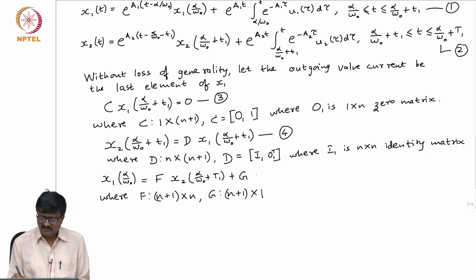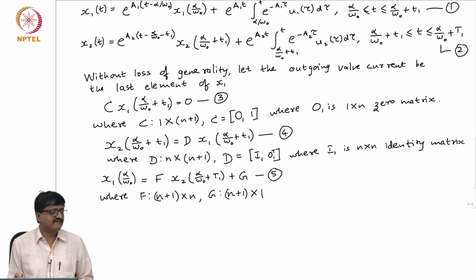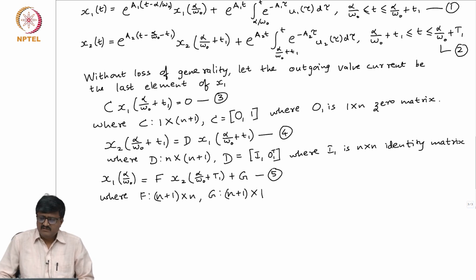Let me call this equation 5, which I have just mentioned without proof. We will verify it later. We will take this for granted, and verify that it is actually true. Now, we have so far 5 equations.